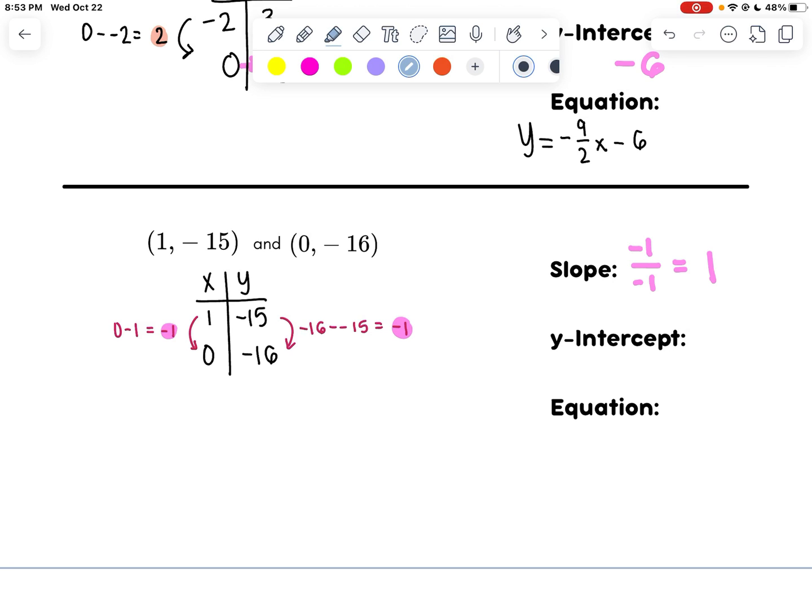My y-intercept, I'm going to go down my x until I find 0, straight across. So my y-intercept is negative 16. When I put my equation together, I have y equals my slope followed by x minus 16. Now this 1 right here in front of my x is an imaginary one if I want it to be. So this is also the same as just y equals x minus 16.